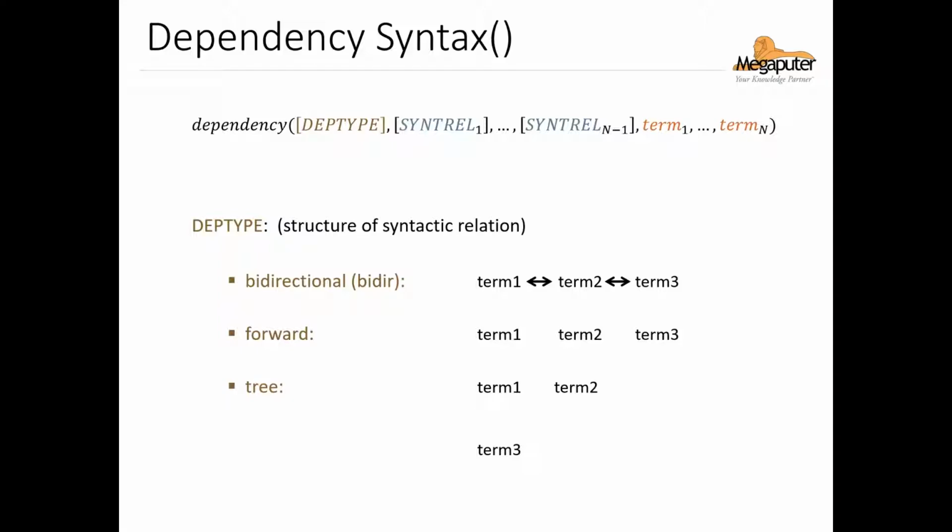Now forward, like we saw, has to go from the first term to the second term, and then from the second term to the third term, all the way down the branch there. So it has to go in just this forward direction. And then with a tree structure, my first term will be matched to my second term, and then my first term will also be matched to my third term in that direction. So it's like this branching tree structure.